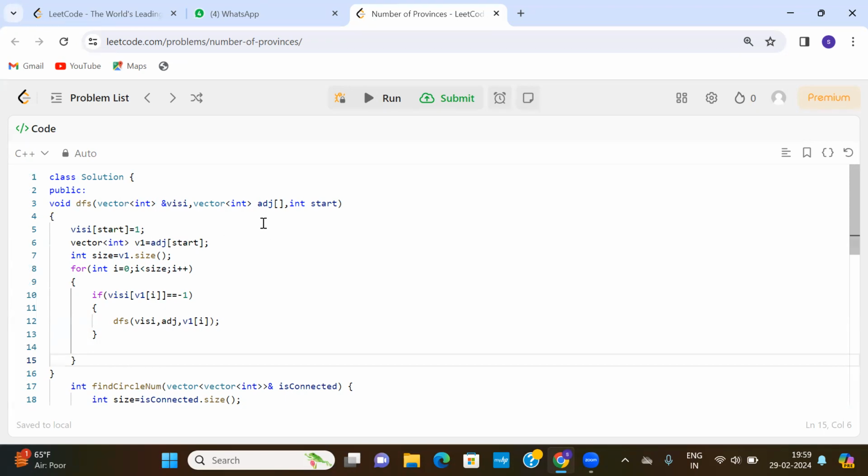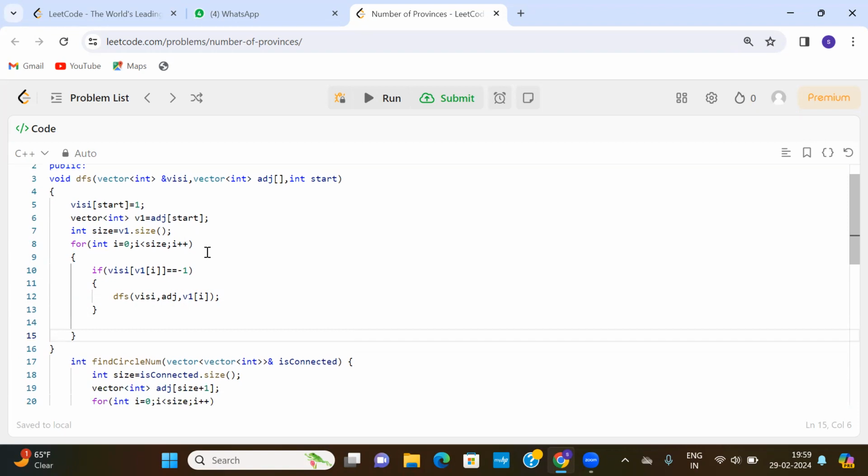We have stored it in adj, right? So vector v1 equals to adj at the index of start. Now v1 will contain all those nodes with which our starting node is connected. And then after that, we will take int size equals to v1 dot size, and we are going to traverse through all the nodes with which our start is connected. For int i equal to 0, i less than size, i plus plus. This v1 at the index of i is telling us the node with which our starting node is connected. If that particular node is also unvisited, we will call the DFS again.